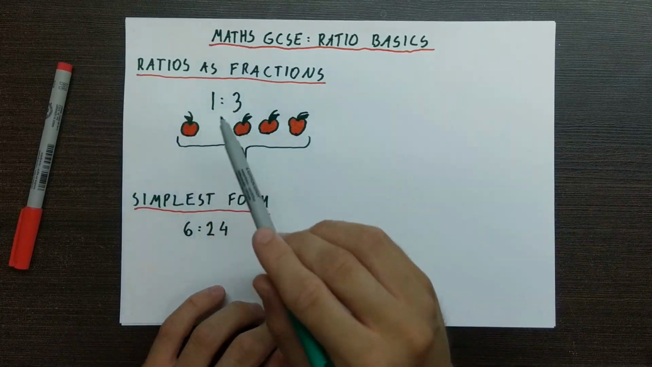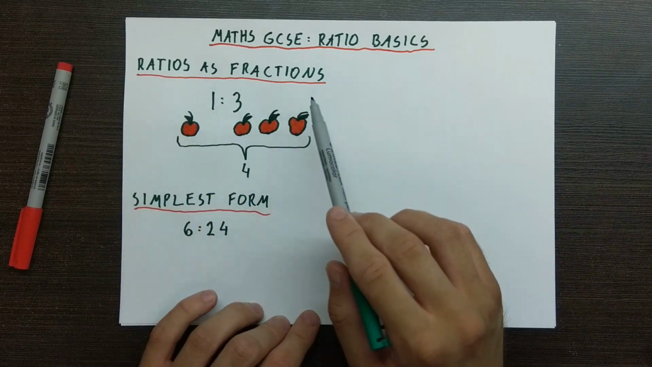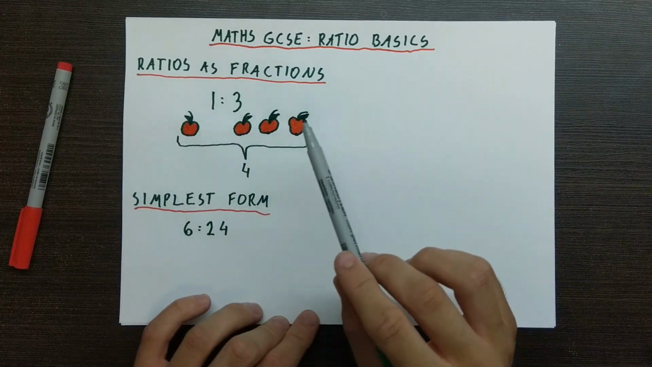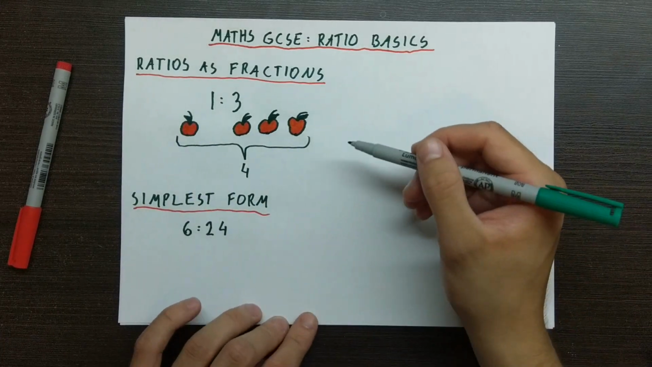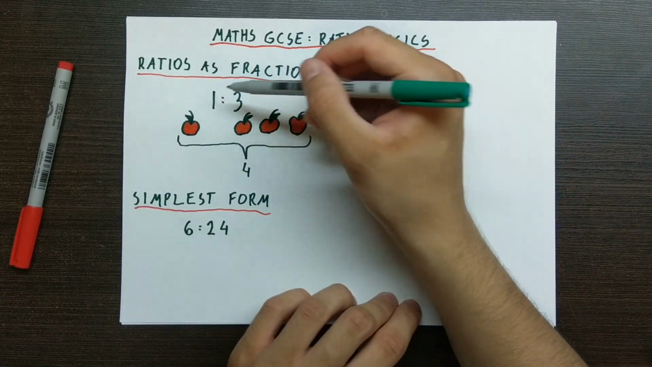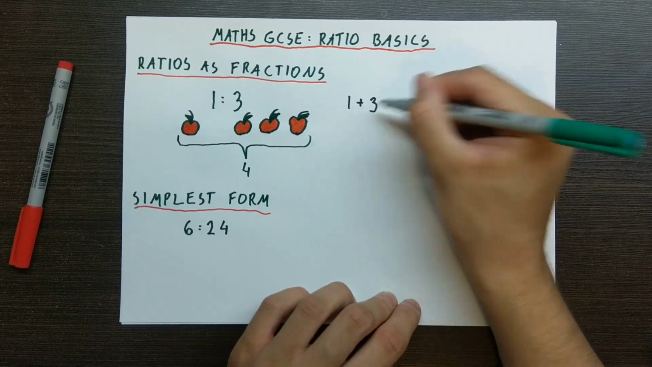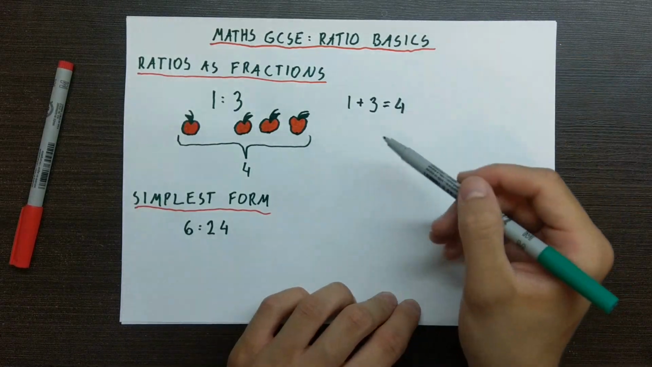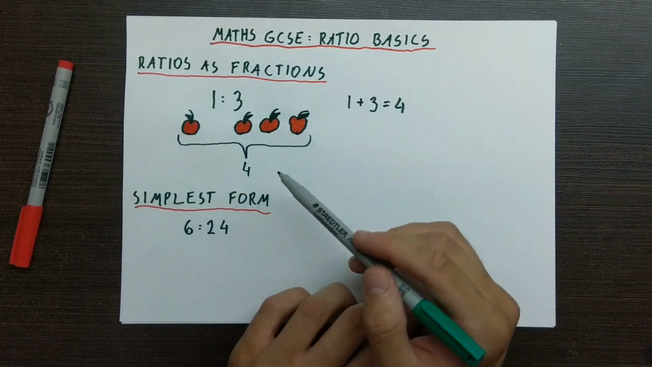So first thing we need to actually be able to do is to write down a ratio as a fraction. So here we have a ratio of 1 to 3, as I already explained. But how do we make it into a fraction? Well, first of all, the key here is to always add those two numbers together. So we add 1 plus 3. We add those two numbers together, and that gives us 4. That gives us a total number.